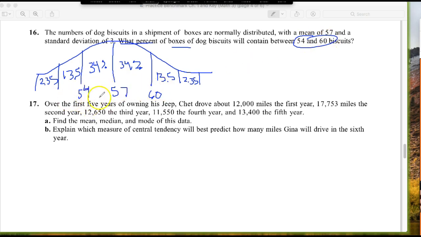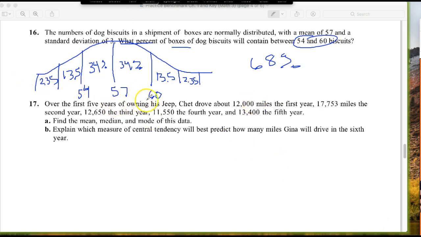Well, between 54 and 60 biscuits lies within one standard deviation. So 34 plus 34, or 68% of boxes. If it's normally distributed, 68% of the boxes should contain between 54 and 60 biscuits. And there's your answer. All right, let's look at 17.